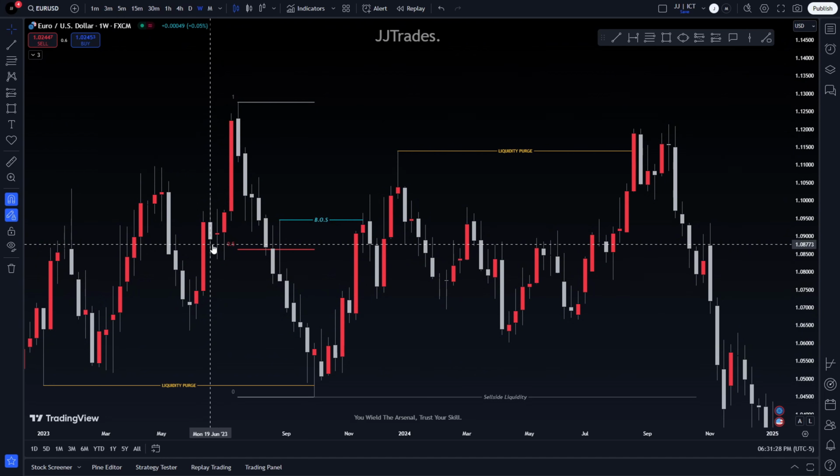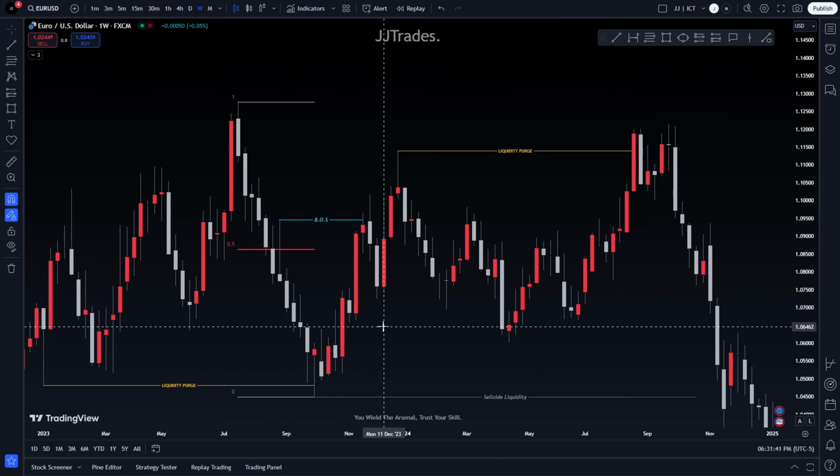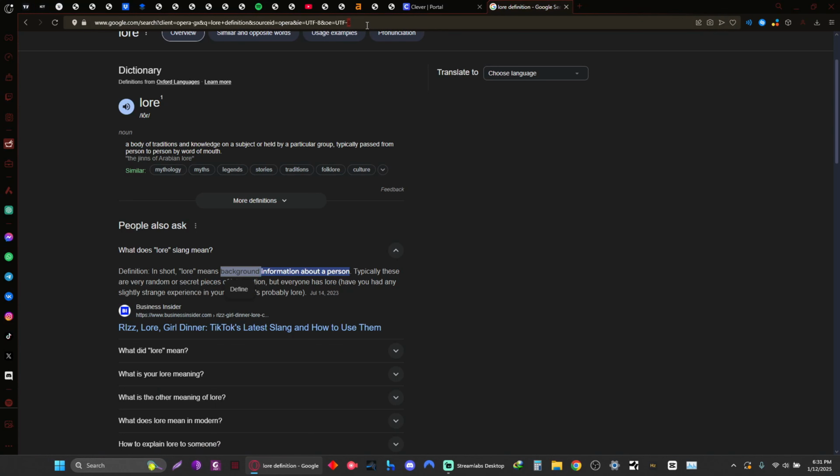This is why I say you have to look into the lore behind pricing. Okay, you have to look at the background information, what's really going on. You can't just say, "Oh, break of market structure, go higher." You have to think forward. You have to think foresight. Okay, you know what foresight is? I'm going to search it for you.